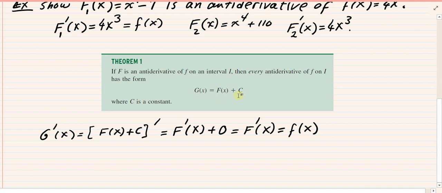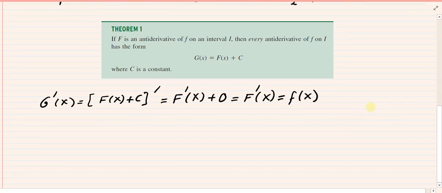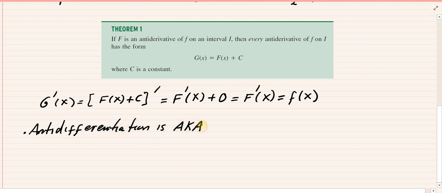Okay, so now this process of trying to find the antiderivative of the function, of course, is called antidifferentiation or integration. So I'm just going to write that: antidifferentiation is also known as integration. So that's what that is. So it's the process of finding the antiderivatives.